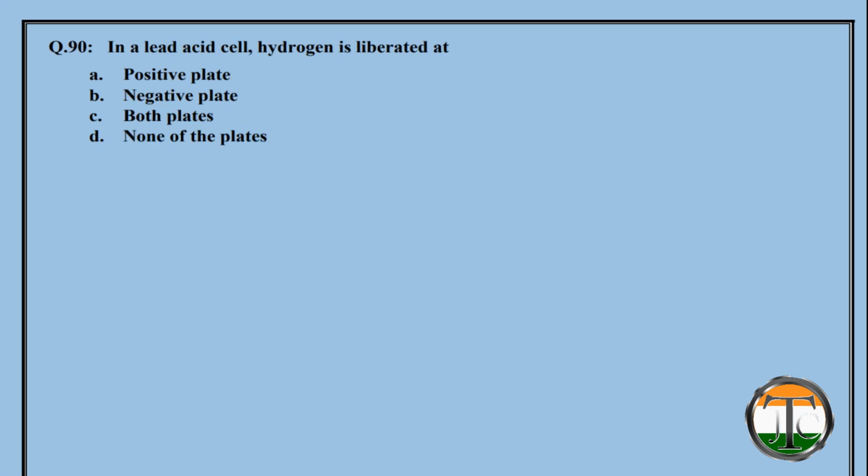Then the next question is question number 10, that is, in a lead acid cell, hydrogen is liberated at: option A is positive plates, option B is negative plates, option C is both plates, option D is none of these.